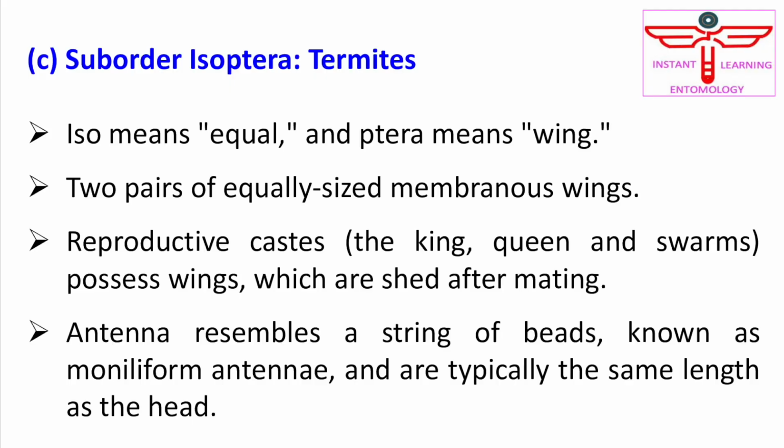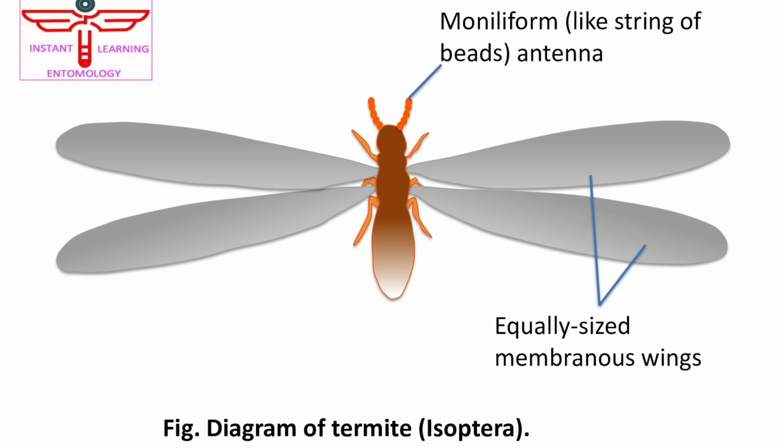Suborder Isoptera. The termites. Iso means equal, and ptera means wing. Two pairs of equally sized membranous wings. Reproductive castes, the king, queen, and swarmers, possess wings, which are shed after mating. Antennae resemble a string of beads, known as moniliform antennae, and are typically the same length as the head.